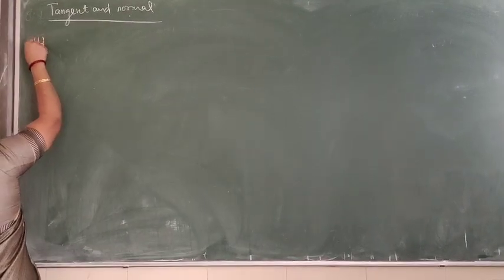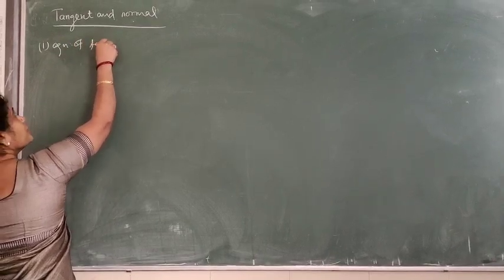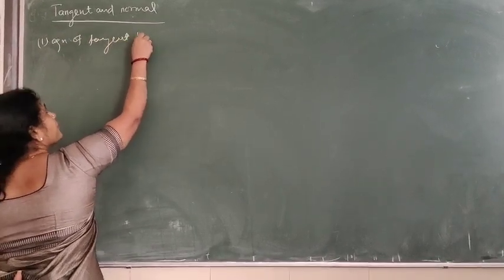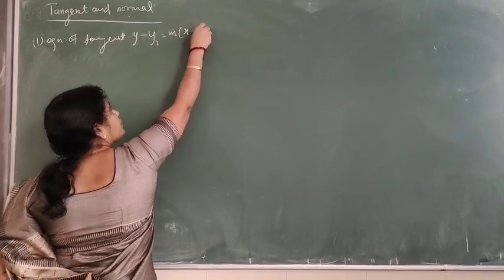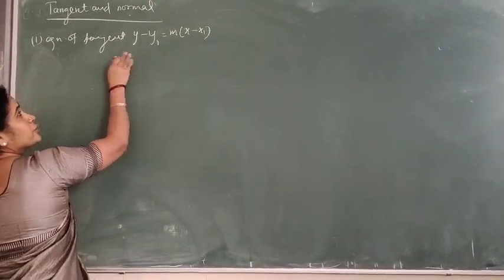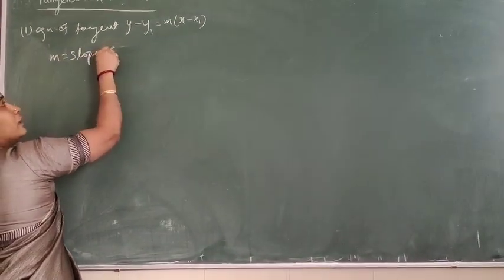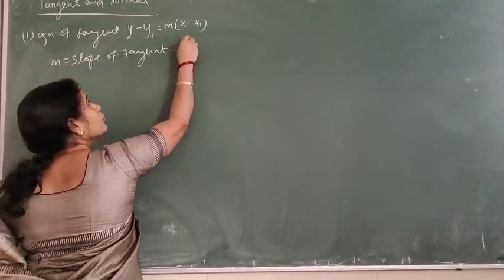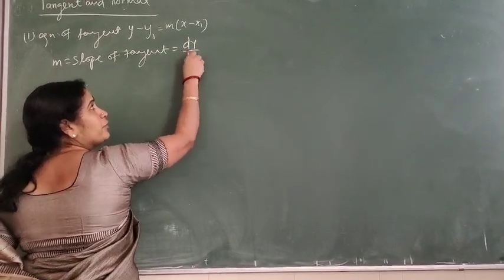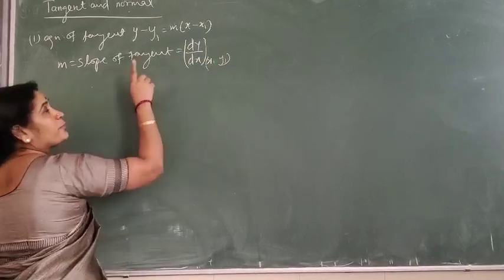Now see, the equation of tangent, everybody knows about it. What is the equation of tangent? y minus y1 equal to m into x minus x1. What is m here? That is the slope of tangent. How do you get it? That is equal to dy by dx at x1, y1. Then we will get the slope of tangent.